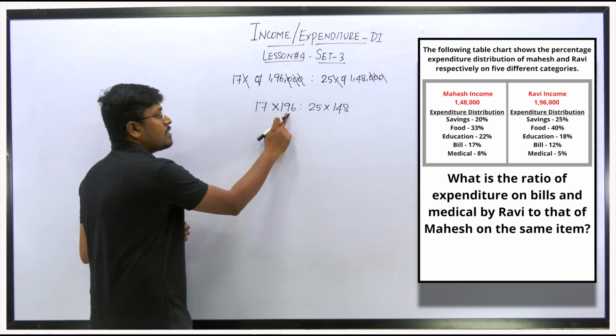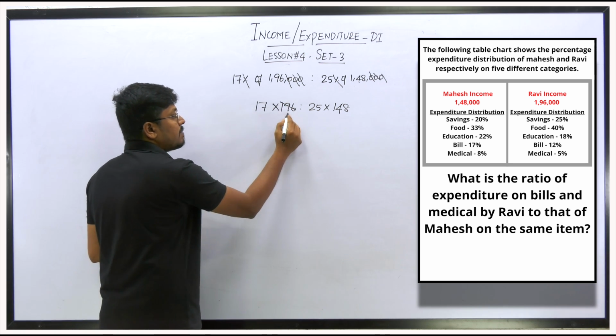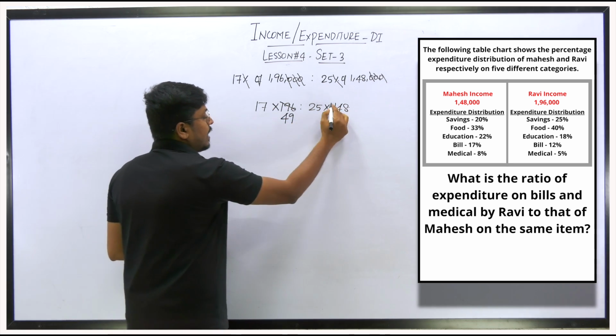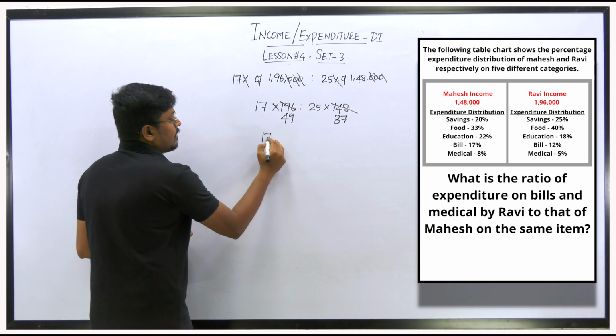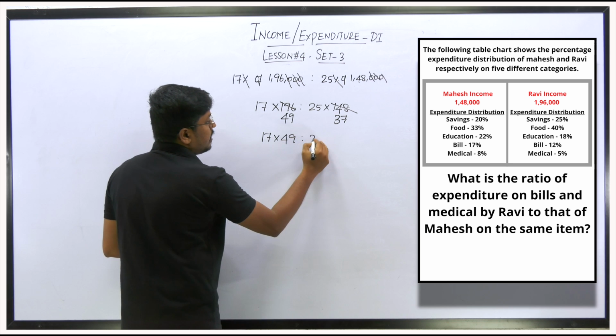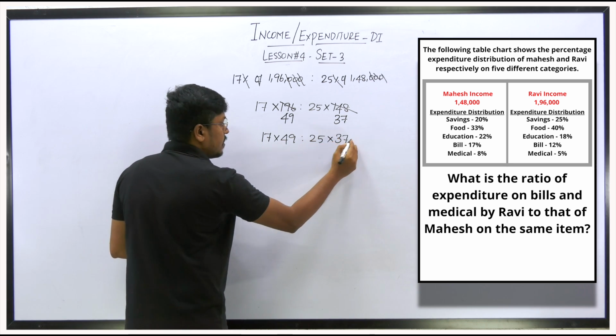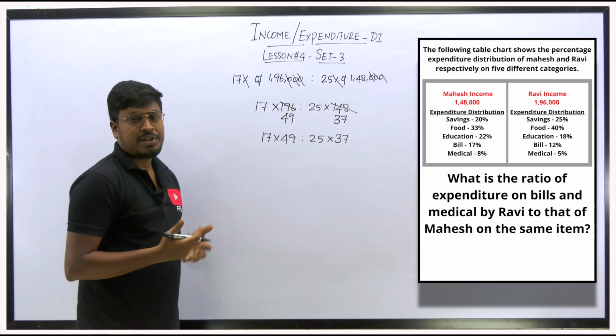Why? Because we can cancel it on the 4 table. So this becomes 49. Cancel it on the 4 table, this becomes 37, right? So now the values are 17 into 49 over 25 into 37. So now it is further easy to find the ratio values, right?